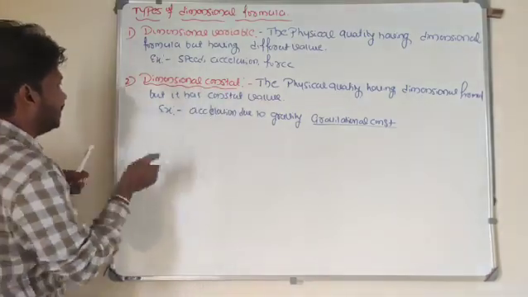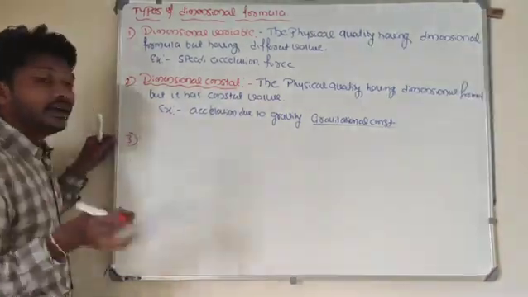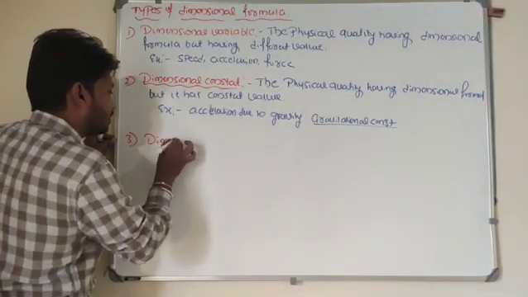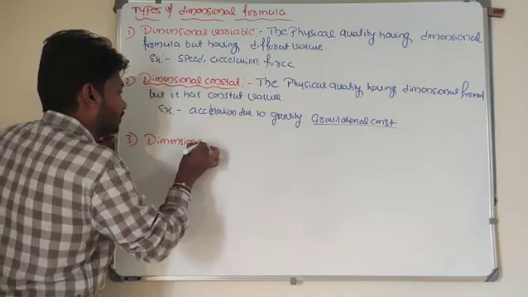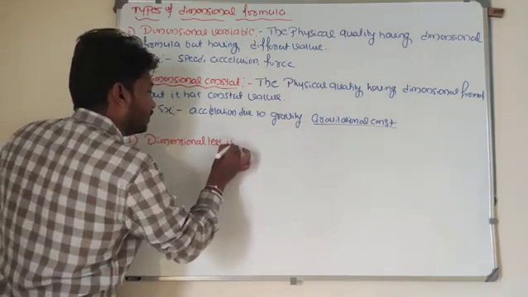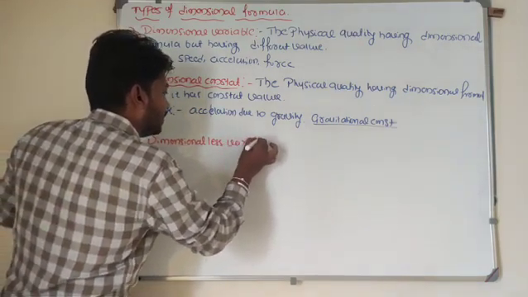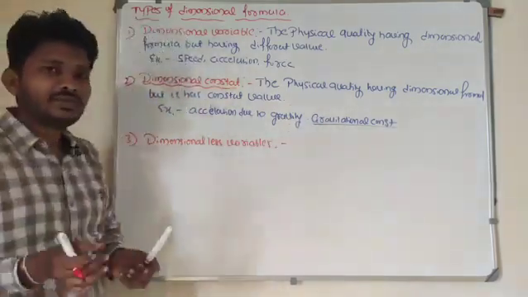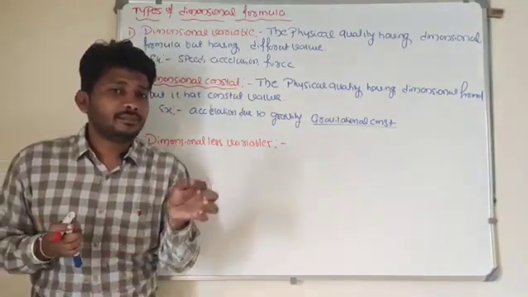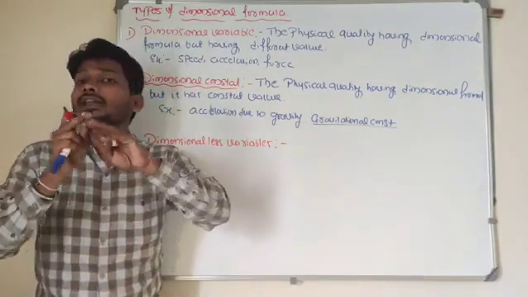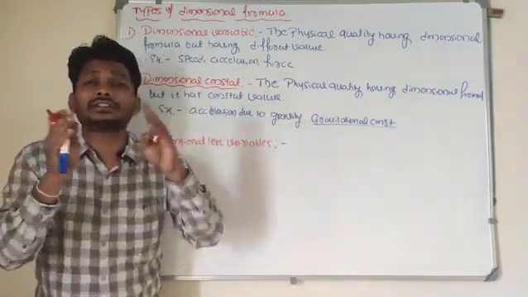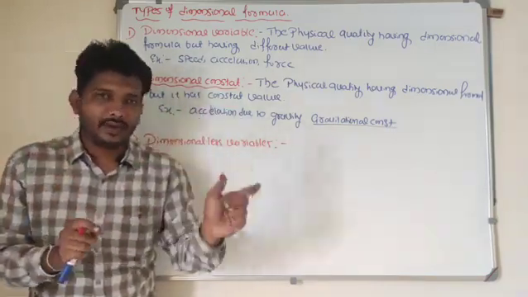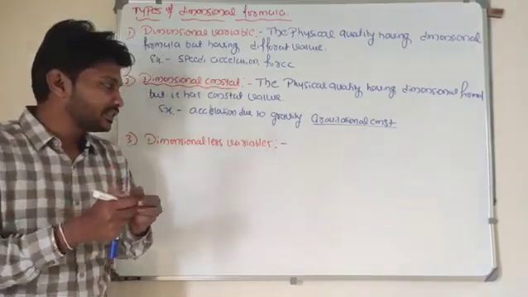So next we'll look at dimensionless variables. So what does it mean? Dimensionless variables means some physical quantities are there whose dimensional formula is 0, meaning they don't have a dimensional formula, but they have certain variable values. So what's the dimensionless variable?